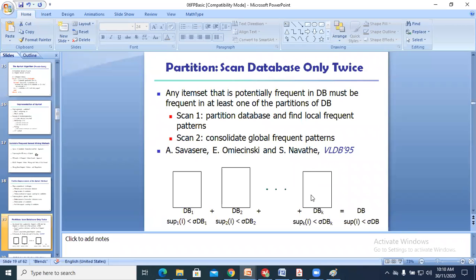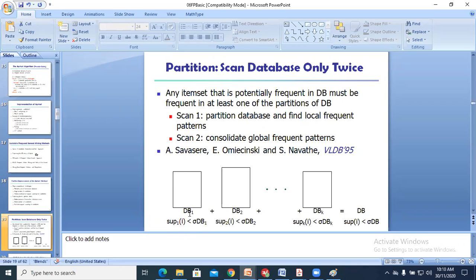So we will have, say, 100 databases, and in each database we have 1,000 transactions, and we will find the frequent patterns in each database, right? So this frequent pattern is calculated from each database, and this is called the local frequent pattern.